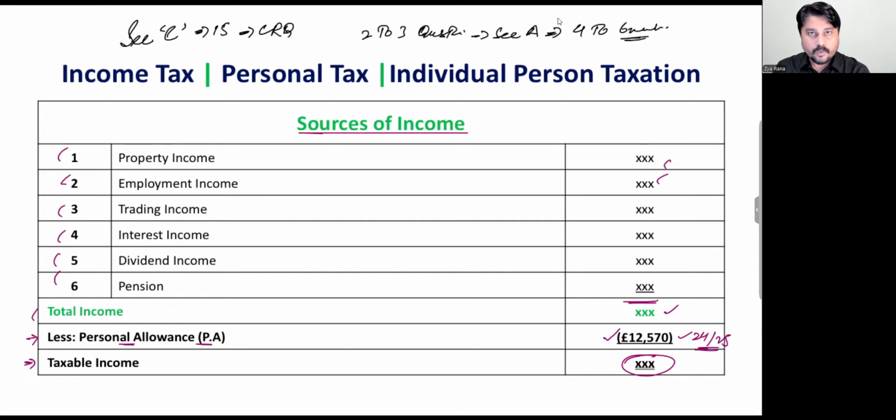What is the key learning here for the calculation of income taxes? First of all, we check the sources of income. We get the total income. From the total income, we deduct the personal allowance as tax-free income on which there is no tax. Let's say you earn 20,000. From 20,000, 12570 is the personal allowance on which there is no taxation. And finally, the difference would be the taxable income.